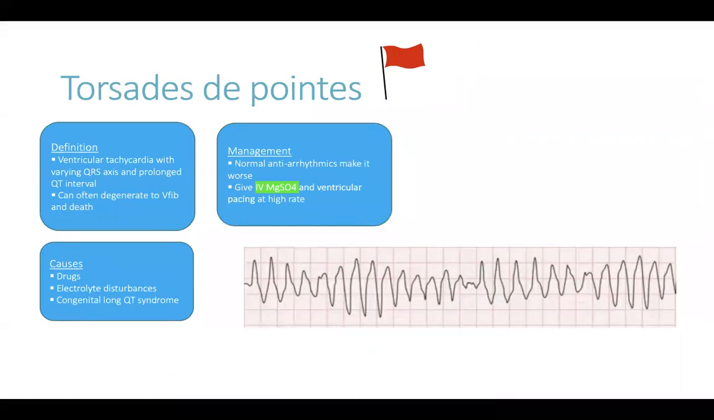Torsades is just a buzzword really, and a spot diagnosis. As you can see, it's all over the place, sort of up and down. It's basically this, but it's up and down everywhere. It varies in amplitude. Buzzword is magnesium sulfate.